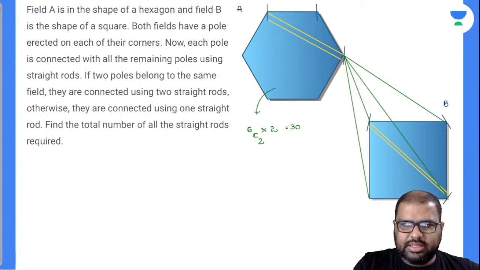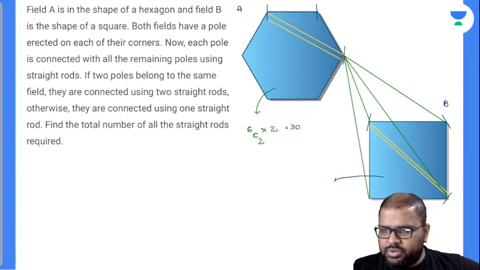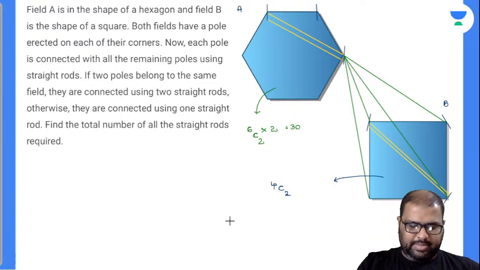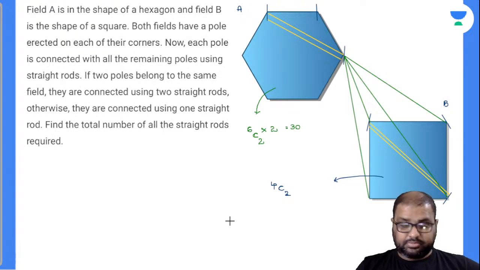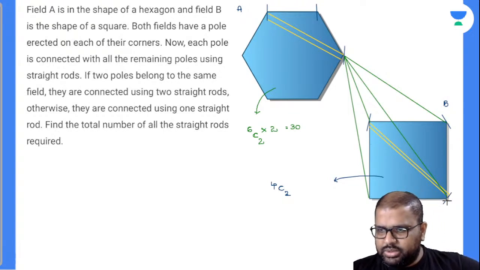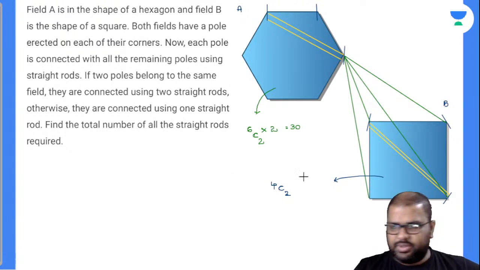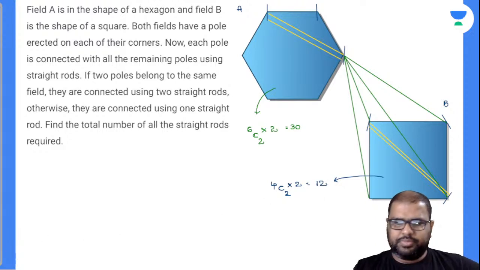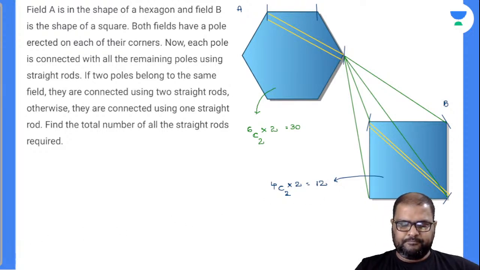Similarly, find out this one in this B. So totally out of 4 corners, select any 2 corners. So 4C2, that means 4 corners. 4 factorial by 2 factorial into 2 factorial. 4 corners, right? 1, 2, 3, 4. 2 diagonals, totally 6. Into how many straight rods? 2 straight rods. So automatically how many will be this? Is it 12? Yes, it is 12. Hope it is clear. Am I right or wrong? Perfectly right.